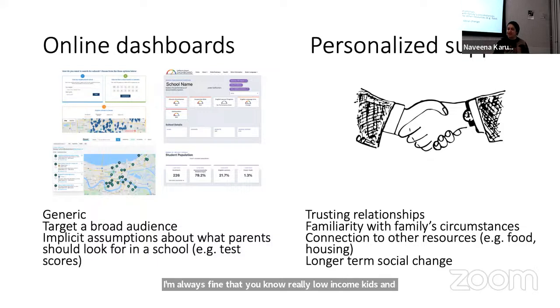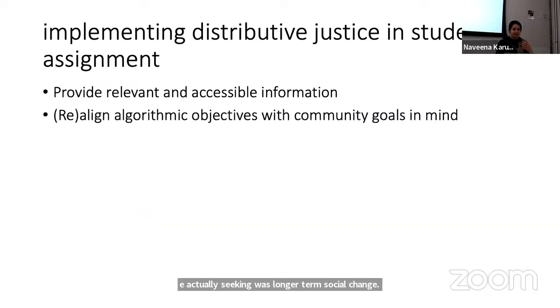So they needed trusting relationships, they needed someone who's familiar with the family's circumstances, they needed a connection to other resources like food and housing. And a lot of what they were actually seeking was longer term social change. So that was one.